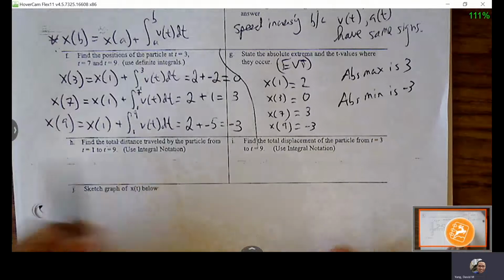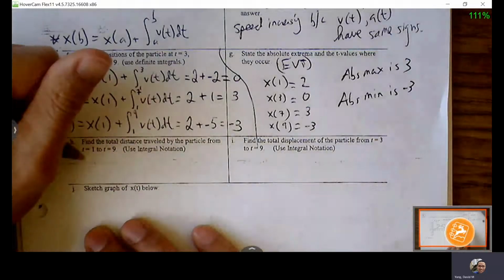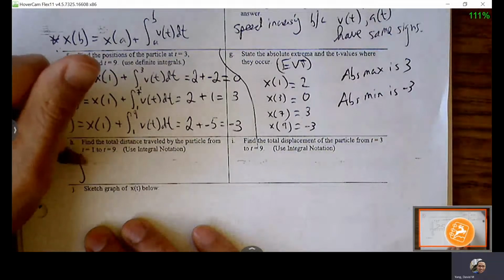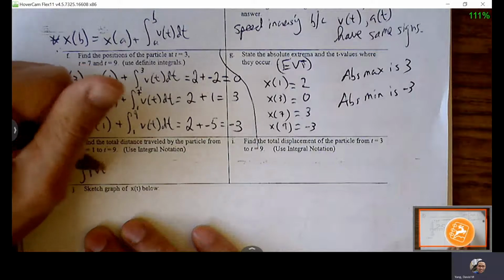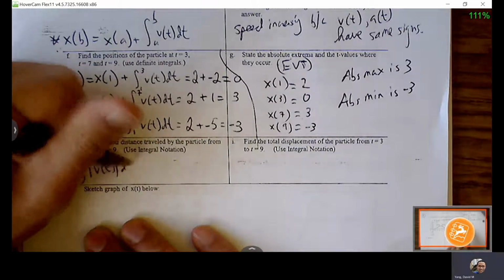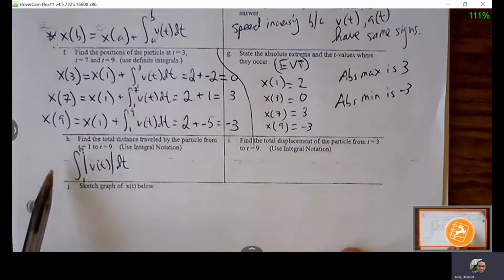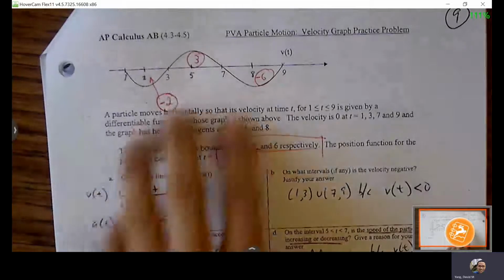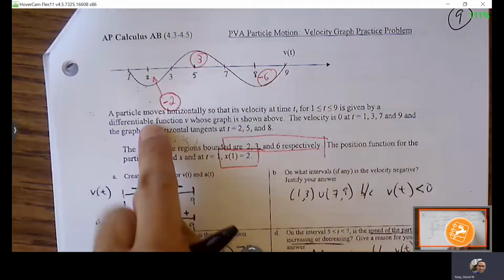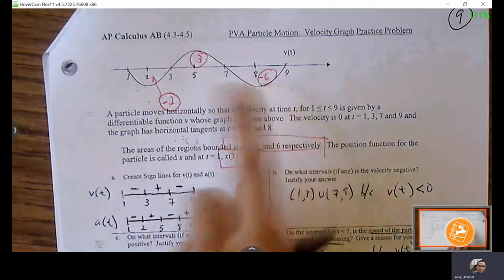Okay, find the total distance. Total distance is just the absolute value of v of t dt. Remember, for total distance we don't add any starting point. It's just the absolute value of v of t. So from 1 to 9, we just treat everything like a positive number. 2 plus 3 is 5. 5 plus 6 is 11.